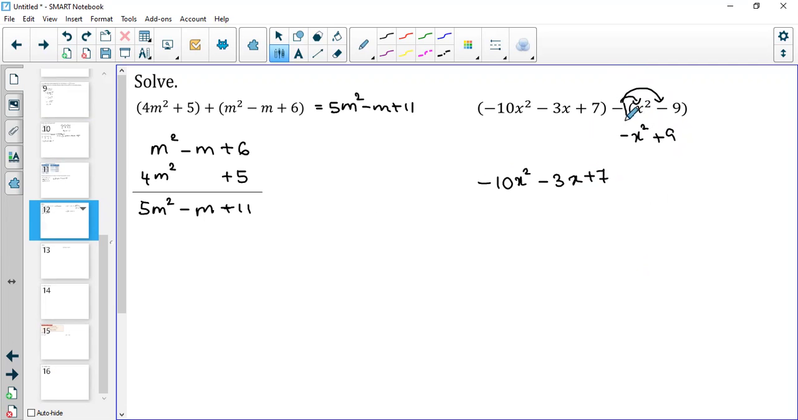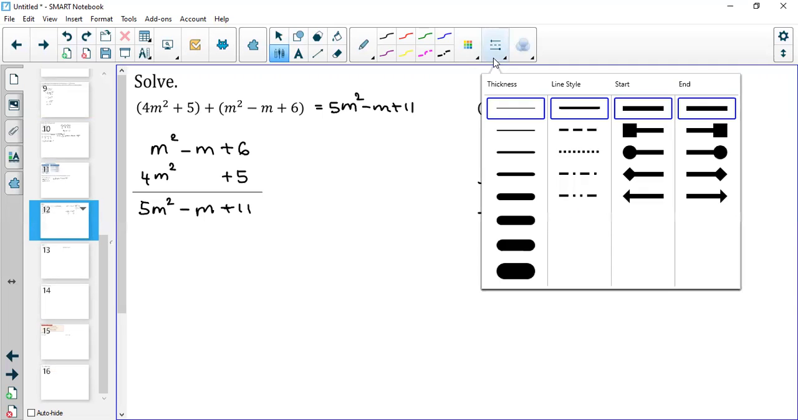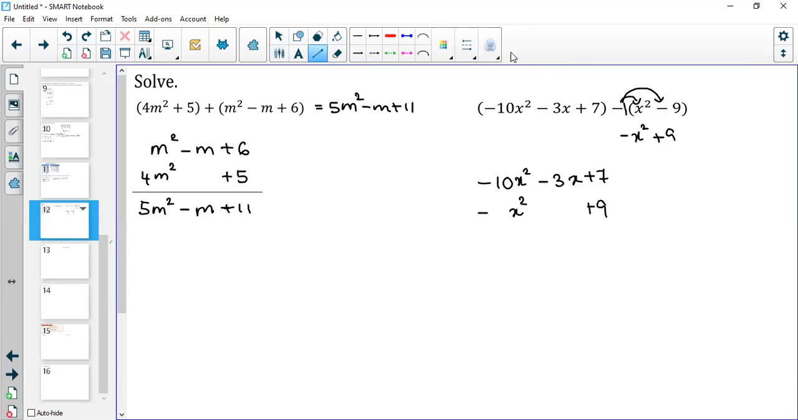7. And then here it is minus x squared. So you know well where it goes under. It's going to be plus 9. So the next thing is simply to draw the line and do it. Negative 10 and negative 1 is going to give you, here it's 1, because no number means it's a 1. So this is going to give you a negative 11x squared minus 3x plus 16.